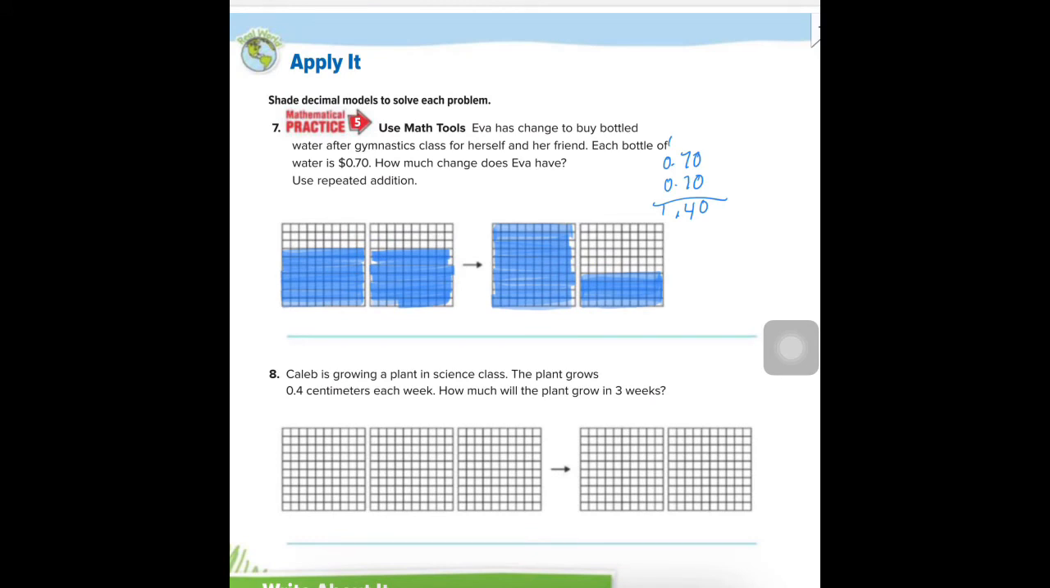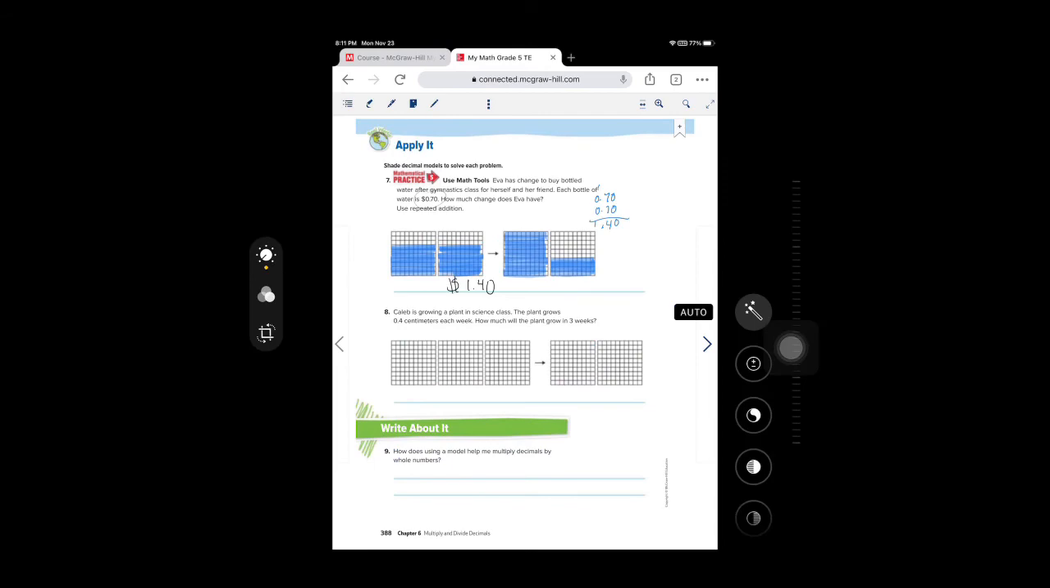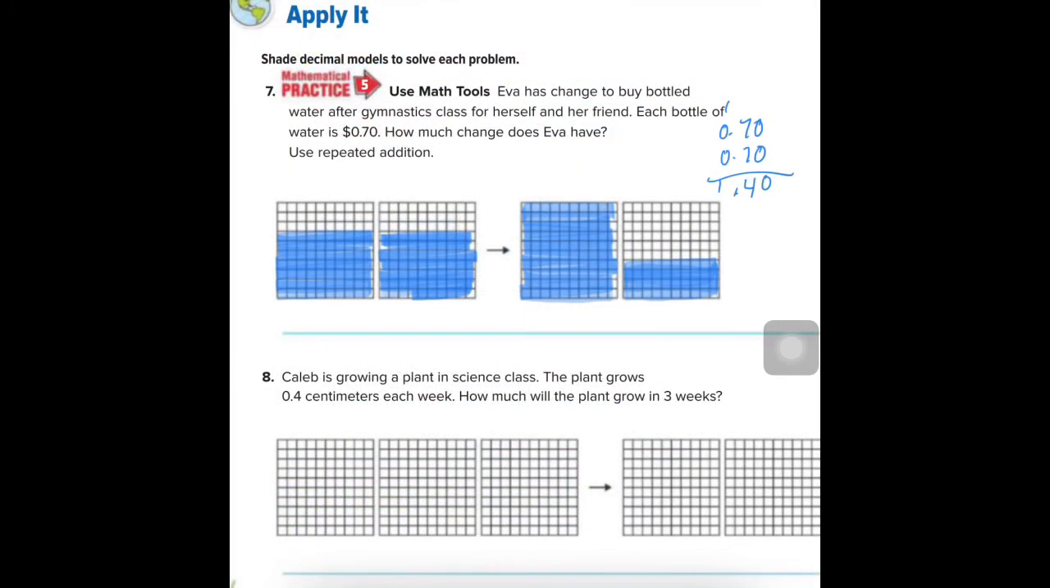Okay, on number 7, we have 1 and 40. We need to make sure we're putting in the right measurement. They want us to make sure we put that it is $1.40 is how much money it's going to cost for her to buy these water bottles. There we go.